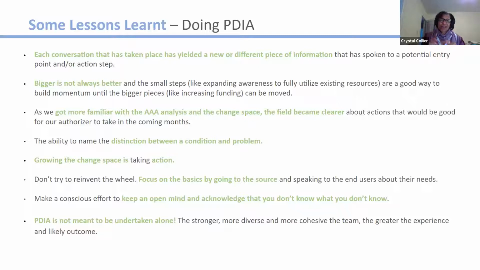Understanding the AAA analysis, so thinking about authority, acceptance, and I am always landing on that last one. That's going to fail me. Somebody chime in. I have authority, acceptance. Ability. Anybody? Thank you.